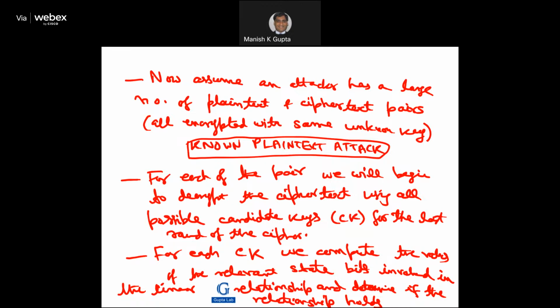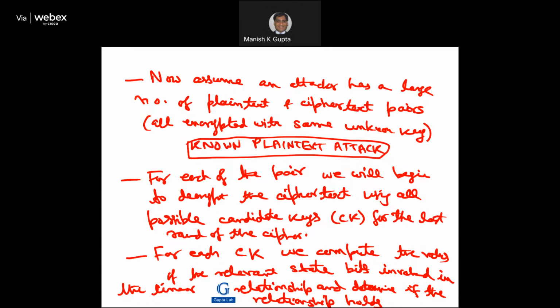So in the attack, we assume that the attacker has a large number of plaintext and ciphertext pairs, all encrypted with the same unknown key. I will show you for this example. We take about 8,000 such pairs, and we do the calculations. That is why it is known as a known plaintext attack.